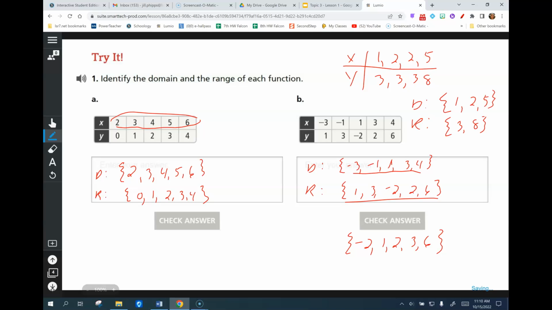Now, while we're here, let's talk about, is this a function? Well, 2 of my x values repeat. So no, I don't have one input for exactly one output. Okay, good.